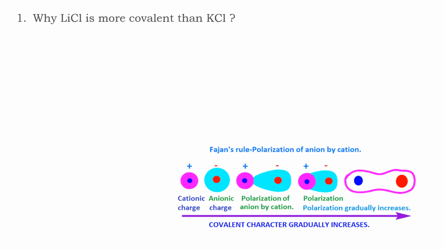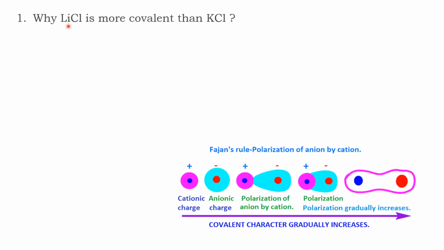Take the example LiCl and KCl. We know lithium, sodium, potassium, rubidium, cesium, all these elements belong to the first group. Lithium, sodium, potassium, rubidium and cesium. So here, lithium and potassium.